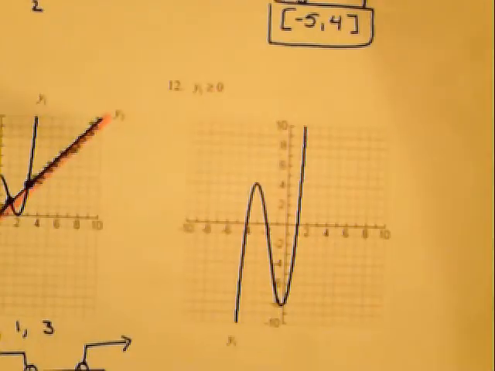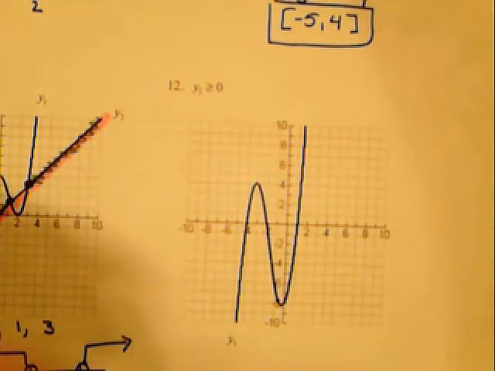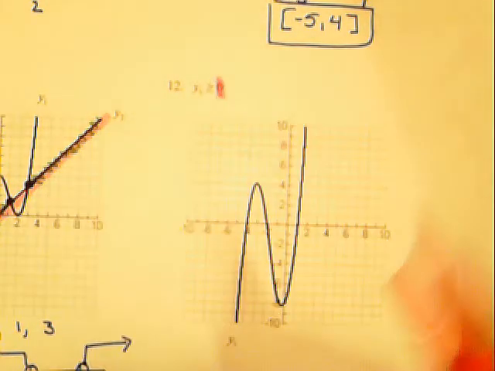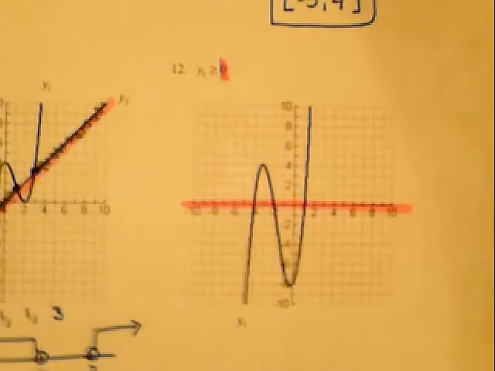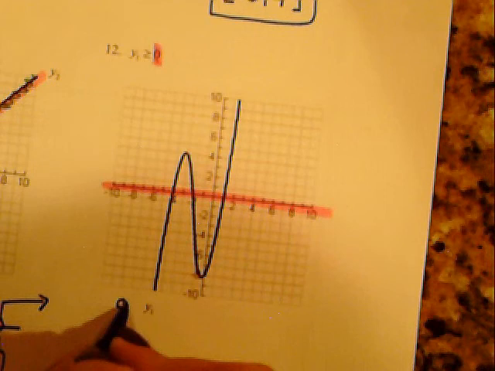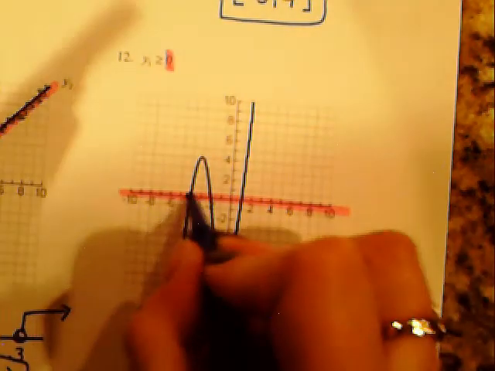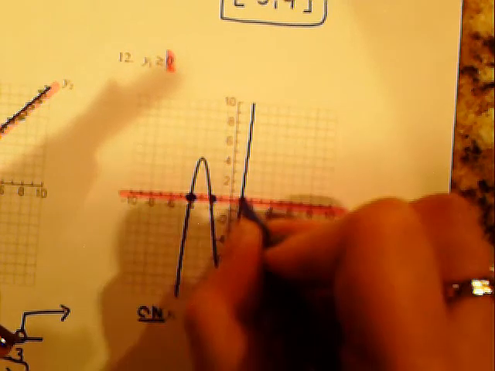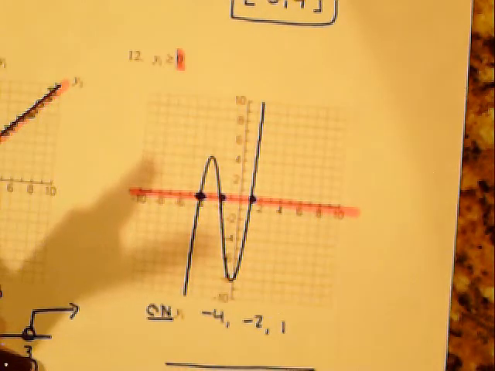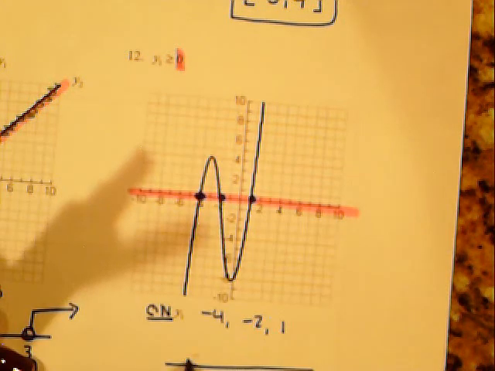If you look at the last one, number 12, where is y sub 1 greater than or equal to 0? Remember, 0 is just simply your x-axis. So again, your critical numbers in this particular case are going to be where your graph is crossing the x-axis. Crossing the x-axis at -4, -2, and +1. I want to know where it's greater than or equal to 0, so again, I am going to include the critical numbers in my solution set.